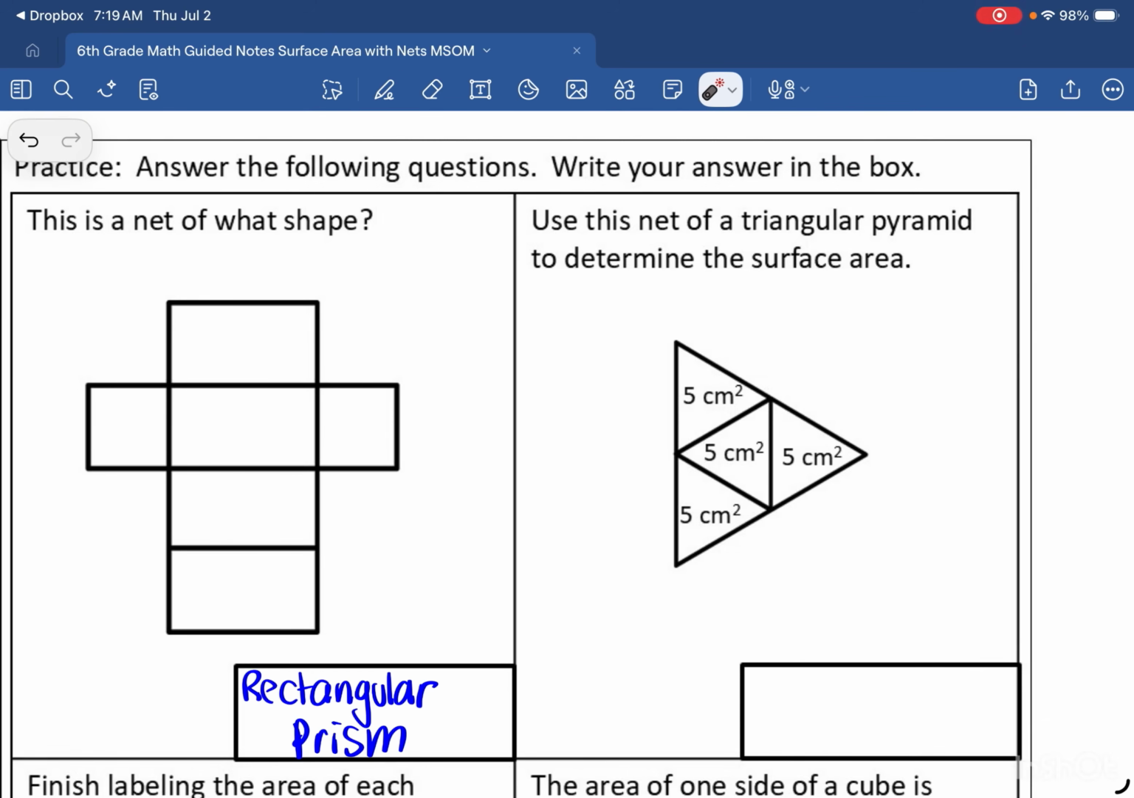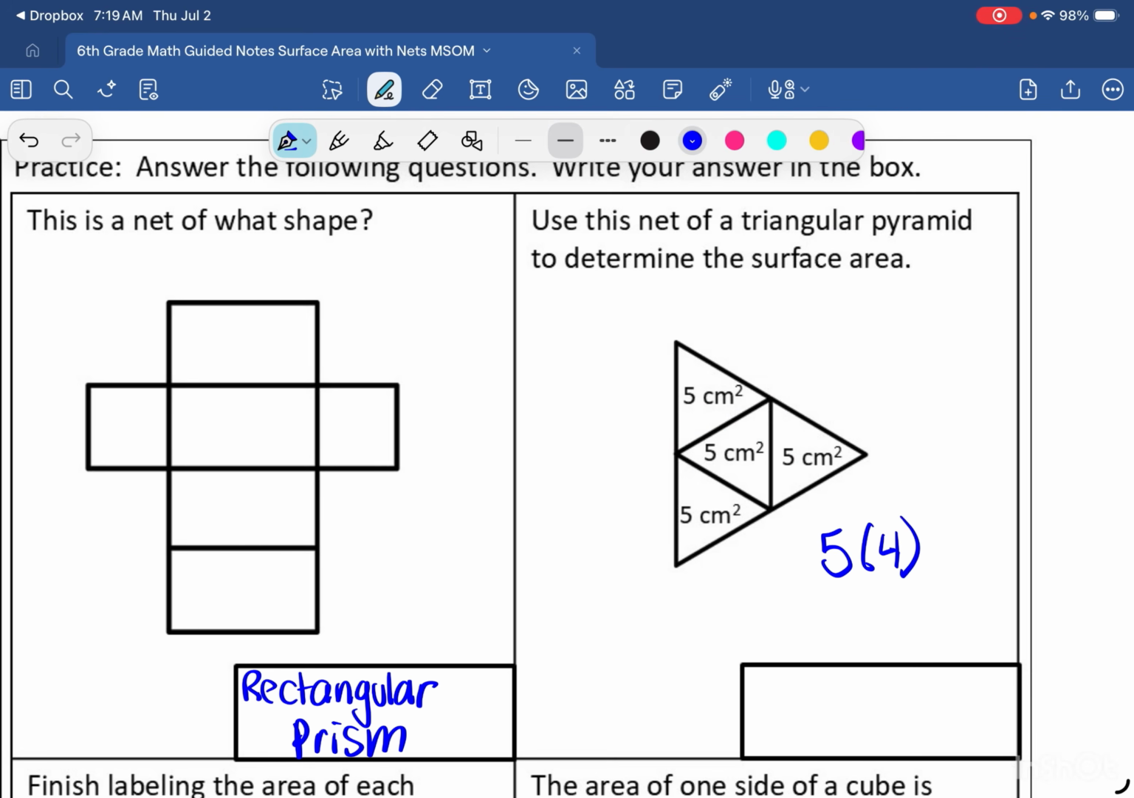Use this net of a triangular pyramid to determine the surface area. It already tells me the area of each shape, so I need to sum up the area. So that would be 5 times 4, which will be 20 centimeters squared.